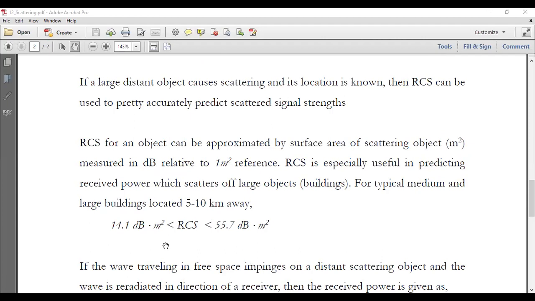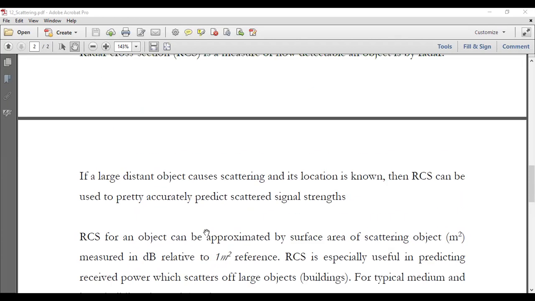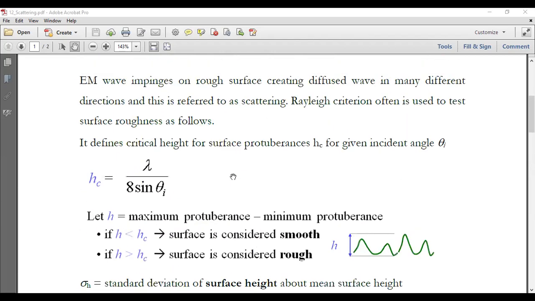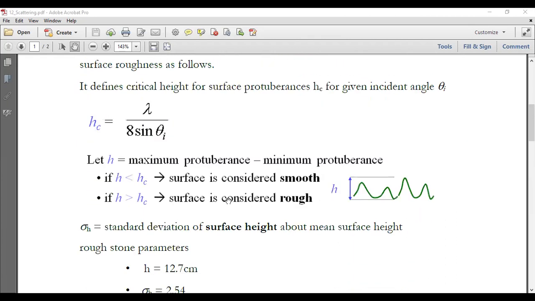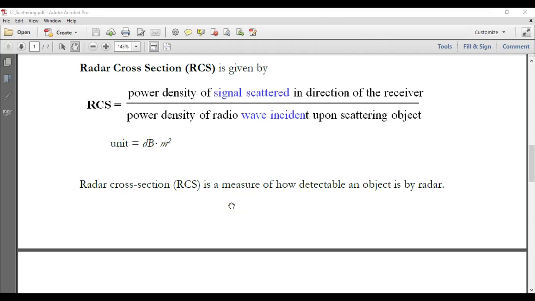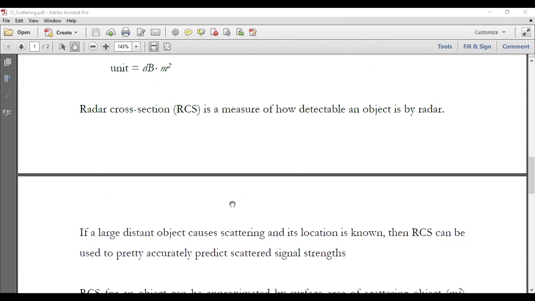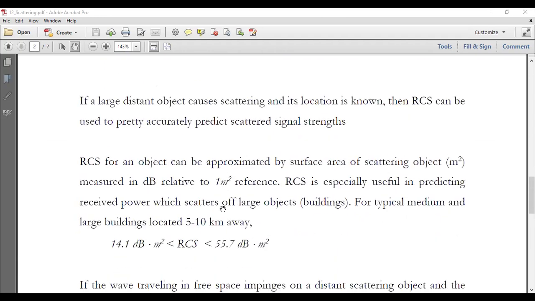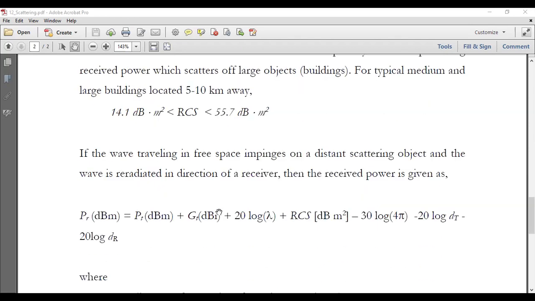For RCS, the unit is dB meter square, because if you have a larger surface, you'll have more energy scattered. So it's just a ratio that qualitatively tells you about the smoothness of the surface, or how much it may scatter, and it also includes the size of the surface, the overall impact on the scattering.